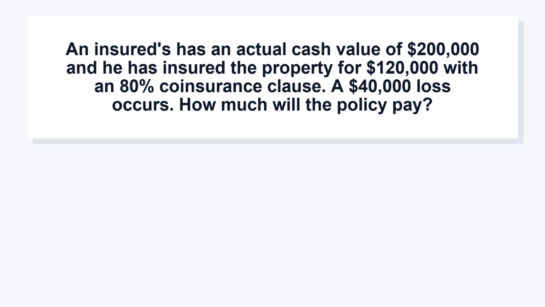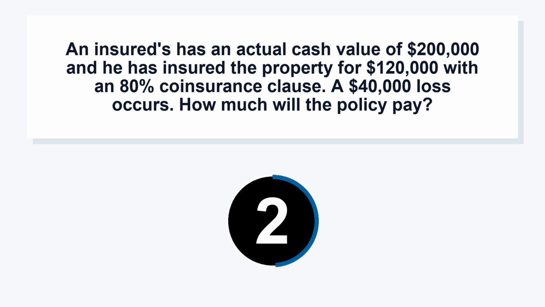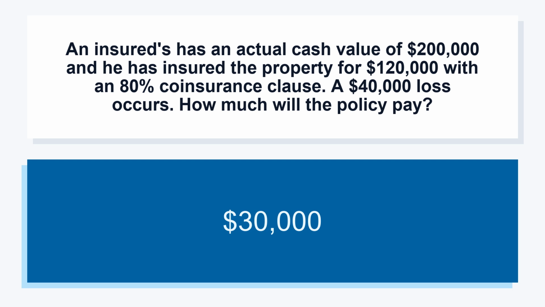An insured has an actual cash value of $200,000 and he has insured the property for $120,000 with an 80% coinsurance clause. A $40,000 loss occurs. How much will the policy pay? $30,000.